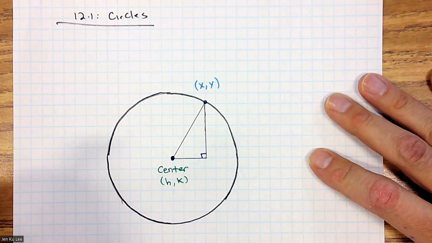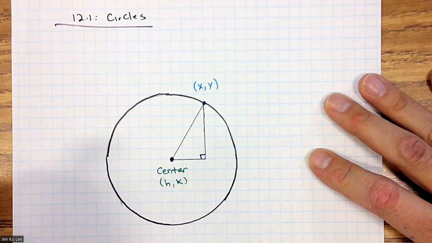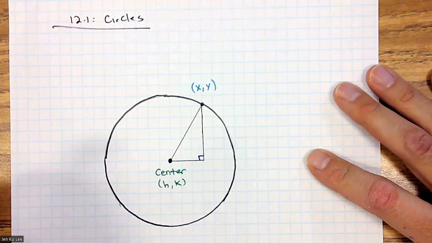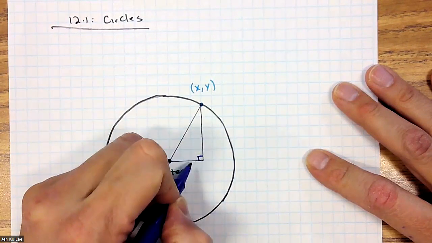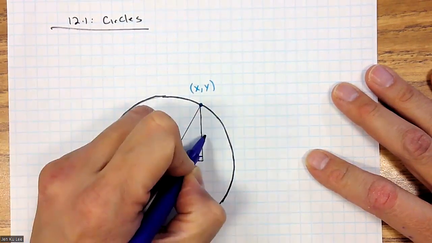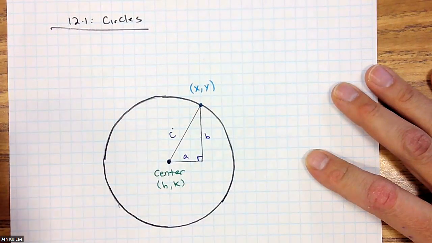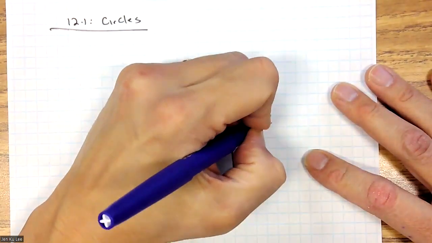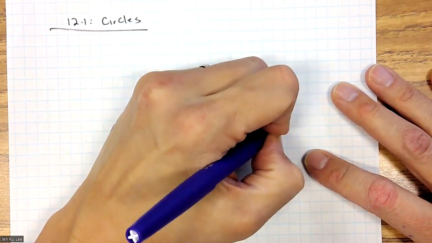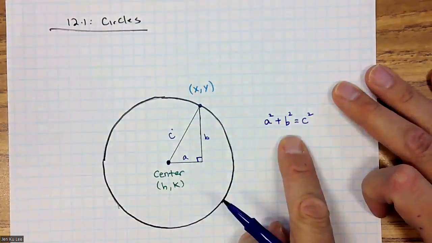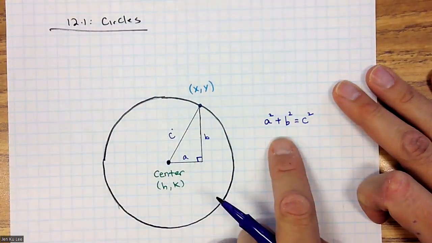What about a formula? The Pythagorean theorem, right? You guys all know that if I label this as C, I label this as A, I label this as B, right? It's A squared plus B squared equals C squared, correct? Yeah? So our circle formula is based off of this, okay?